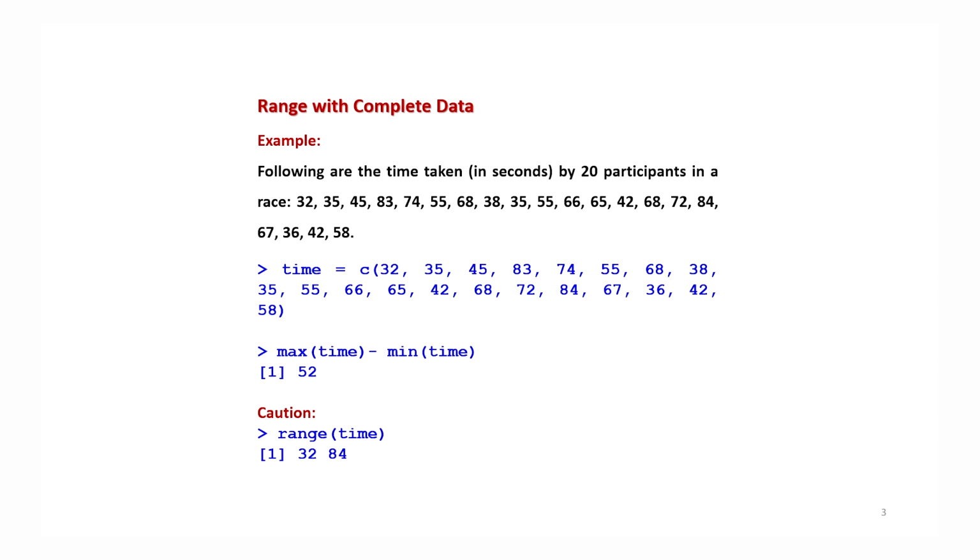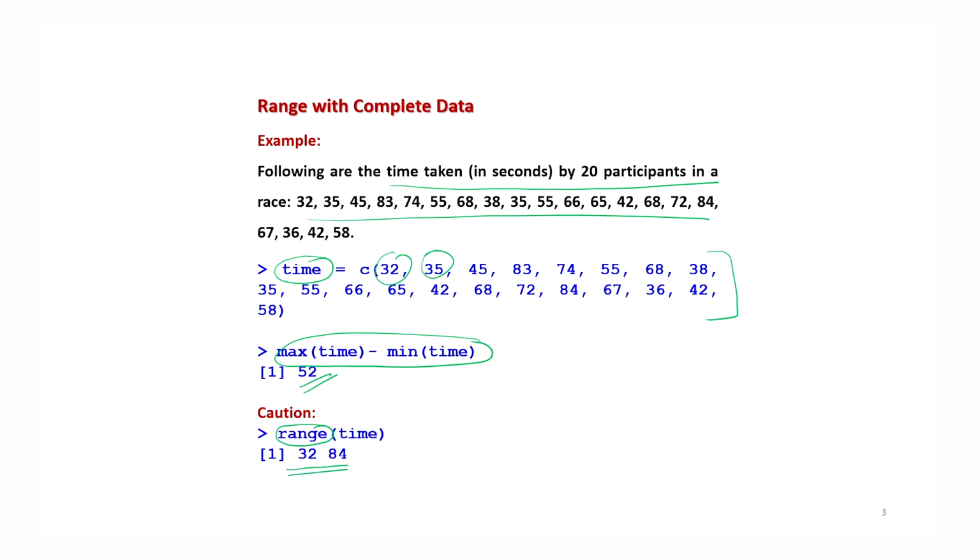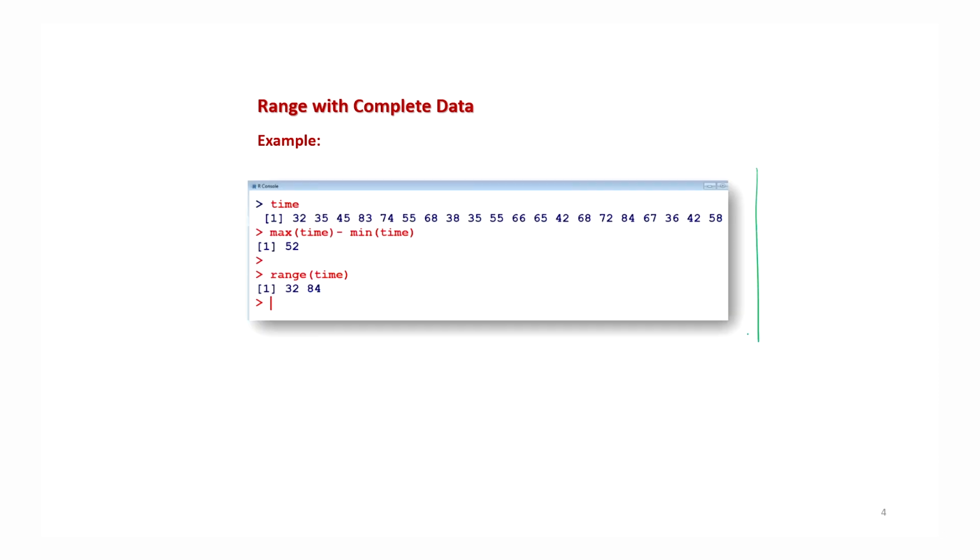I will take the same example that we considered in the last lecture, where we recorded the time taken by 20 participants in completing a race in seconds. This data vector is stored in the data vector time, and later on I will remove two values and create a data vector with missing values. If you find the statistical range from the complete data set, it can be obtained by max time minus min time, which comes out to be 52. If you use the command range, then range of time will give you the values 32 and 84, where 32 is the minimum value and 84 is the maximum value. So it indicates only two values, but this is what we don't want. So be careful. This is the screenshot of the same command.